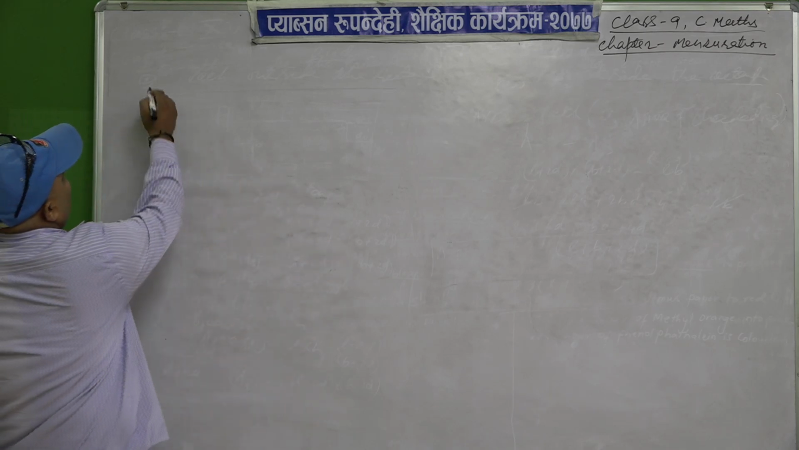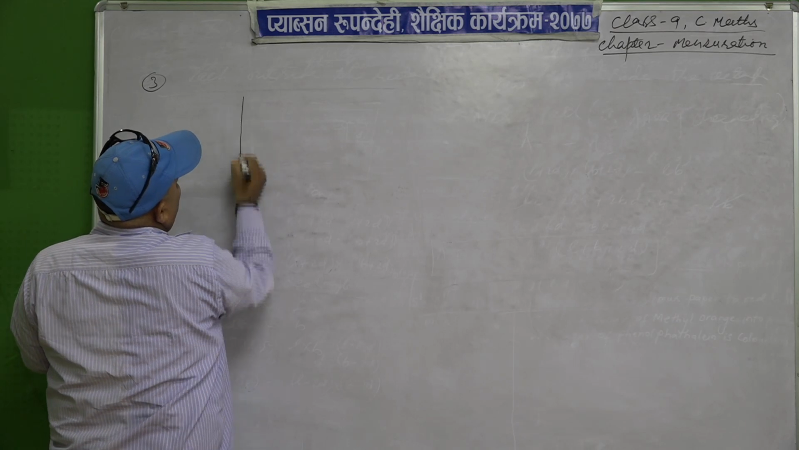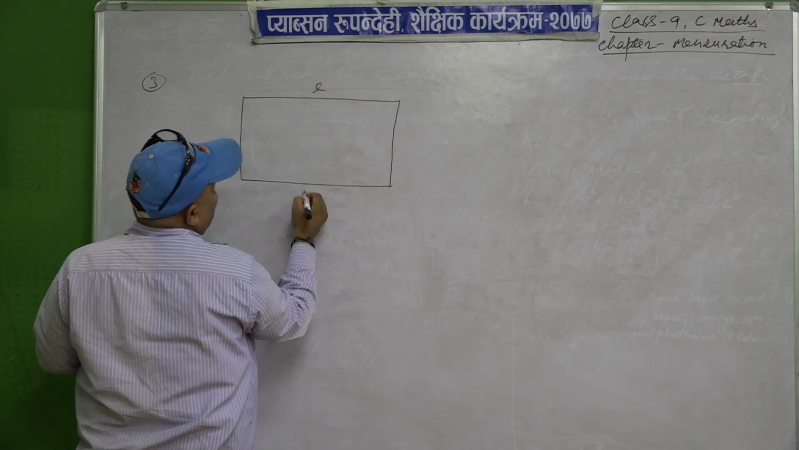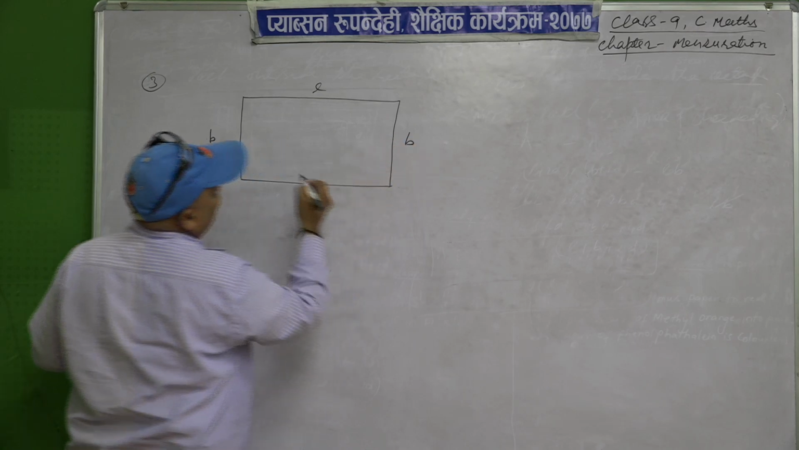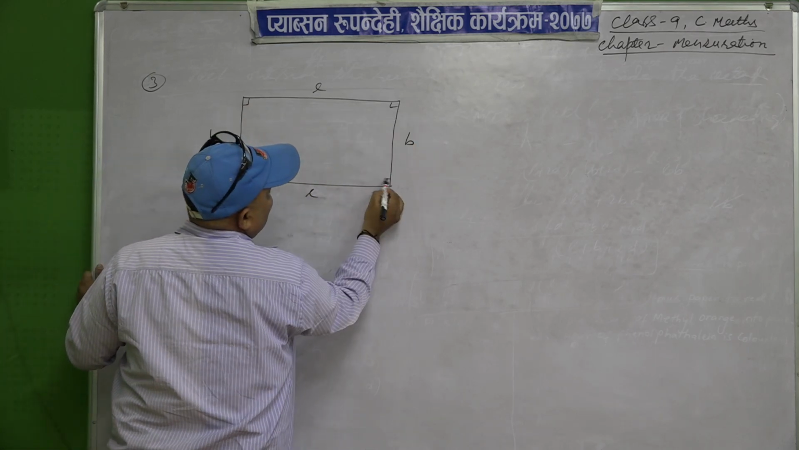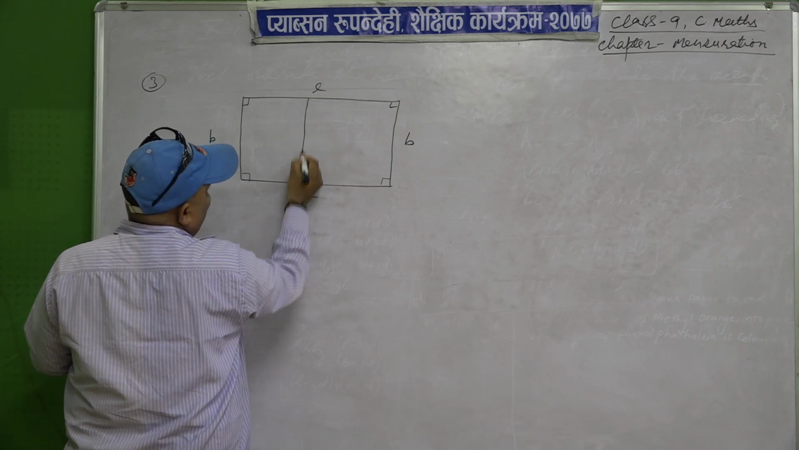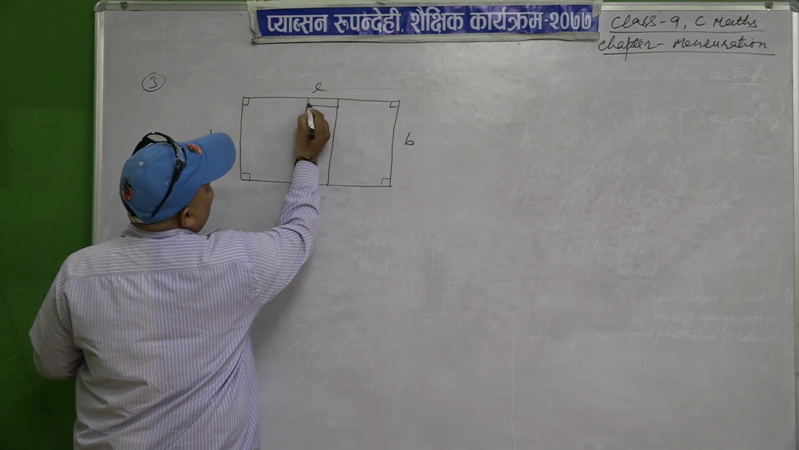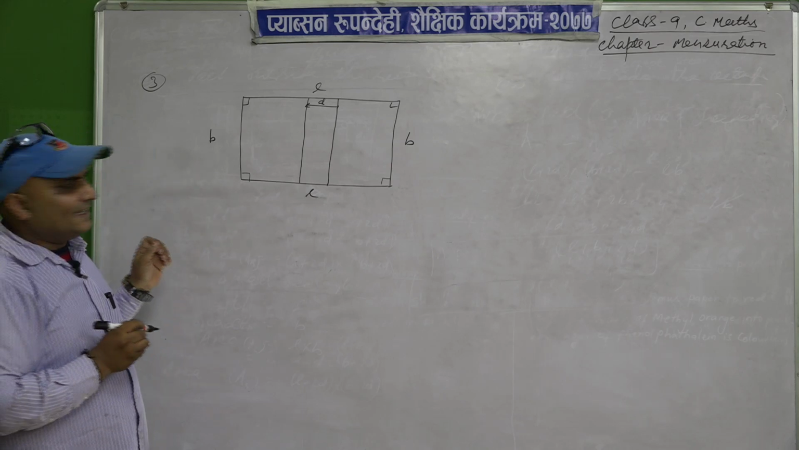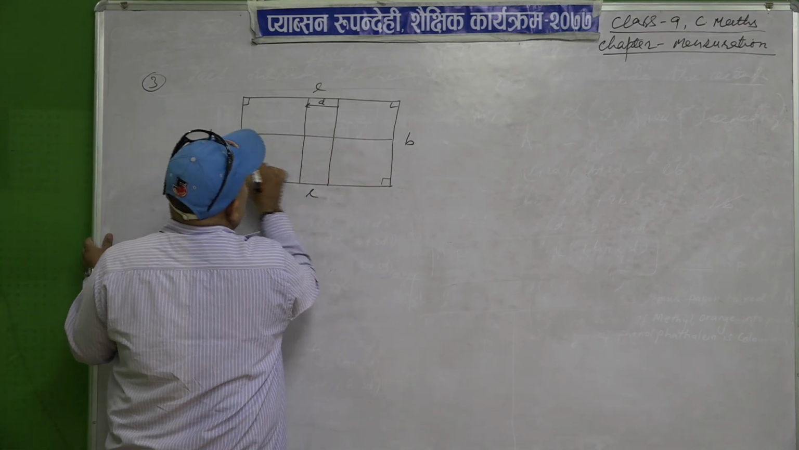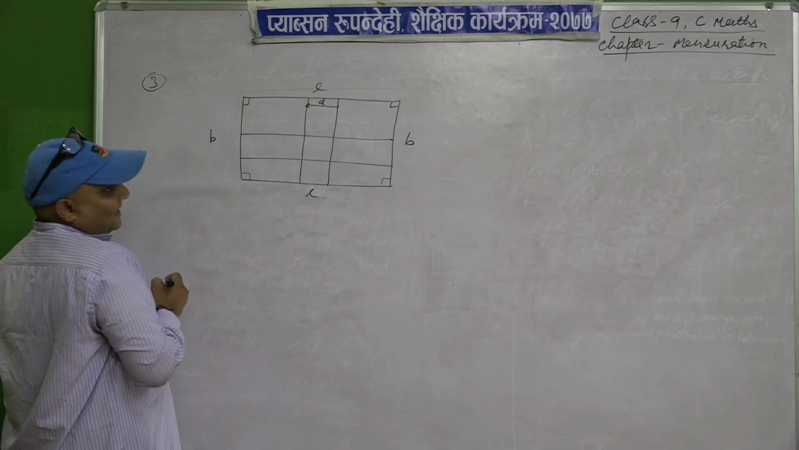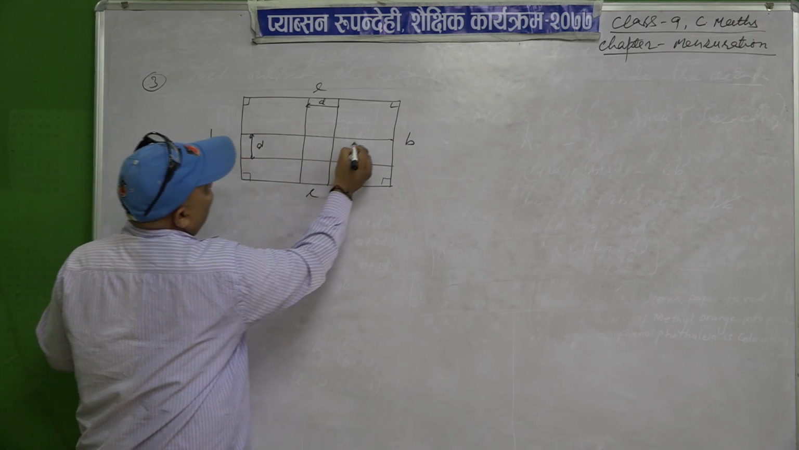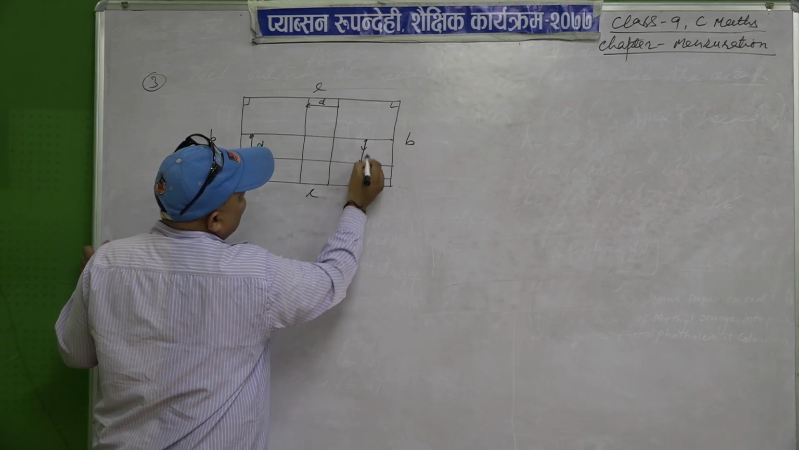Now the third condition. Suppose this is a rectangle having length L and breadth B. Inside the rectangle, suppose two paths are given, two paths of uniform width, again say the width of the path is D, and both are intersecting each other, and suppose this is also D.